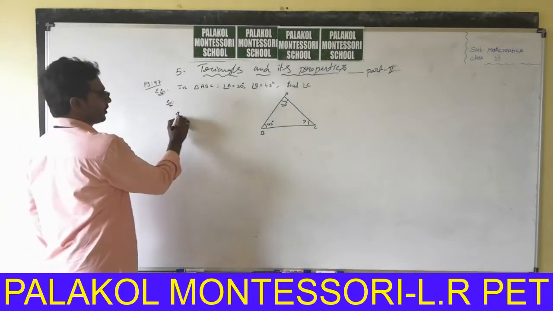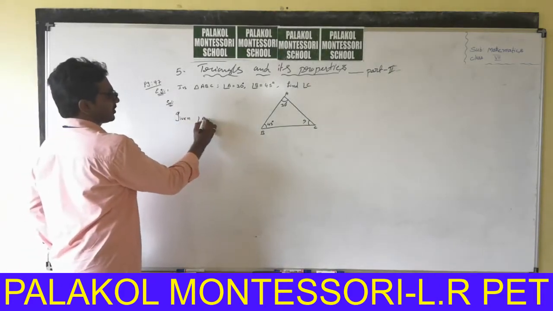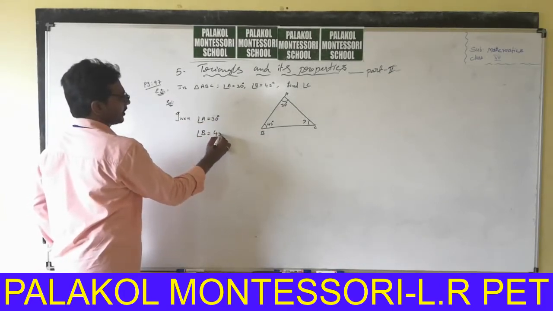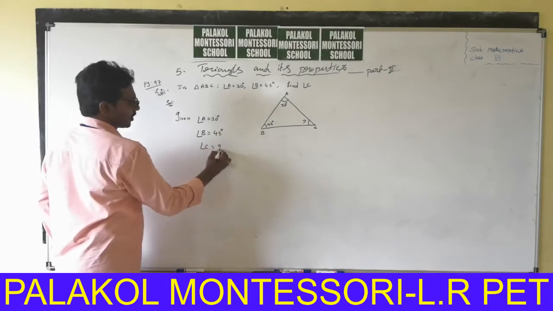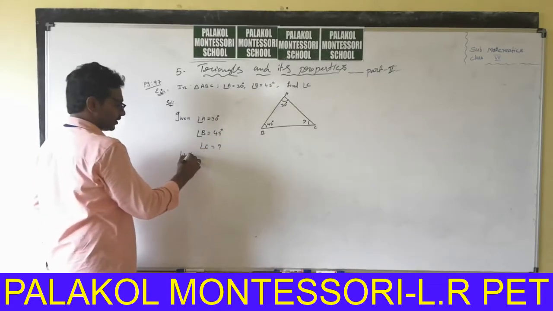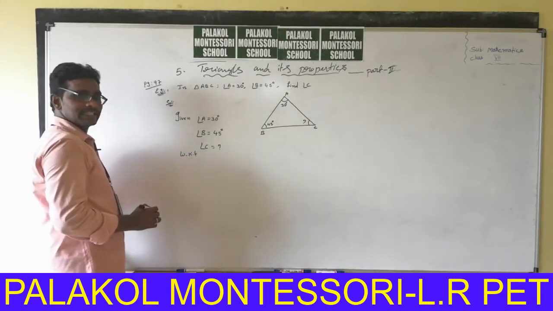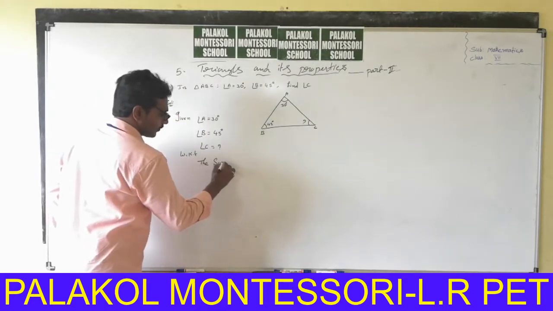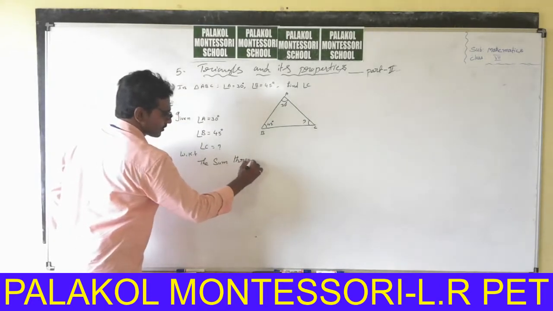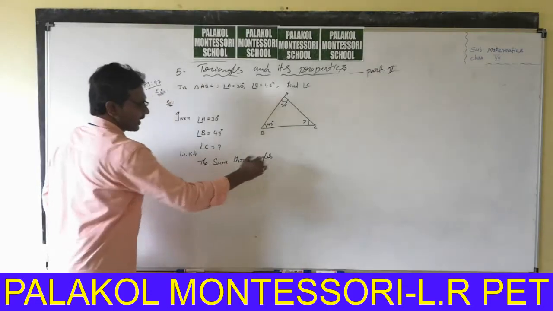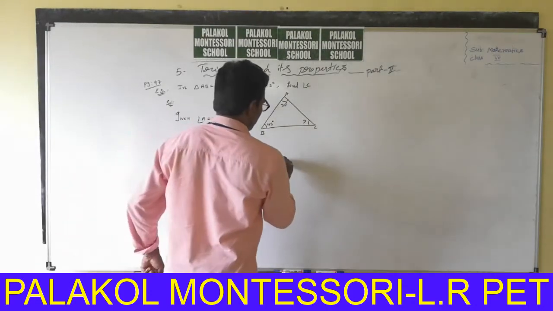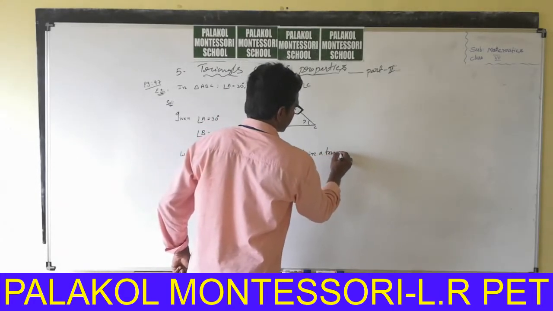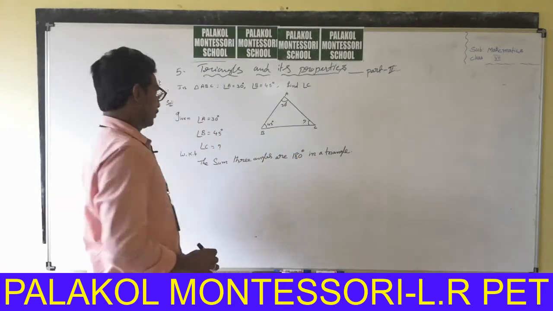So, given angle A is equal to 30 degrees, angle B is equal to 45 degrees, angle C is equal to question mark. You know that the sum of the three angles in a triangle is 180 degrees. Put this in a box.